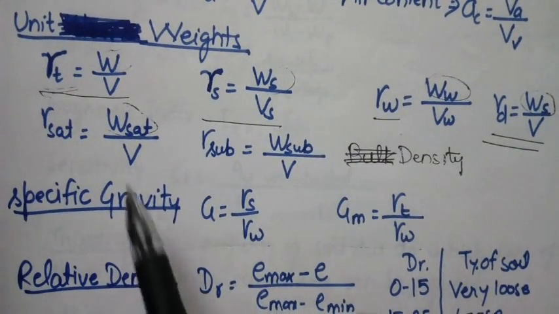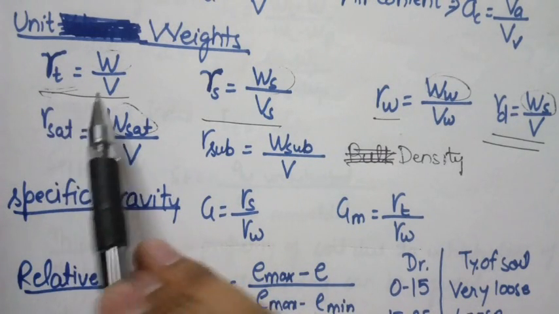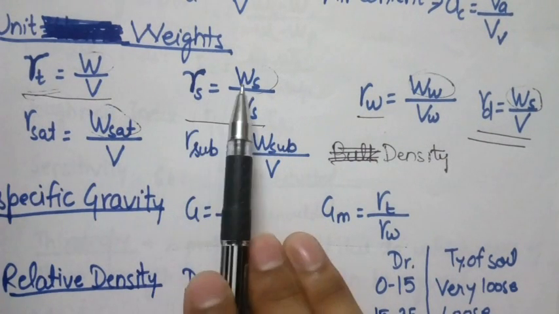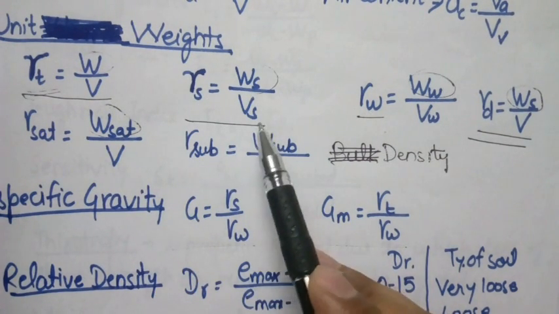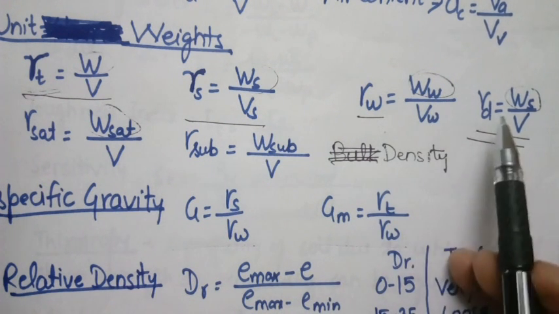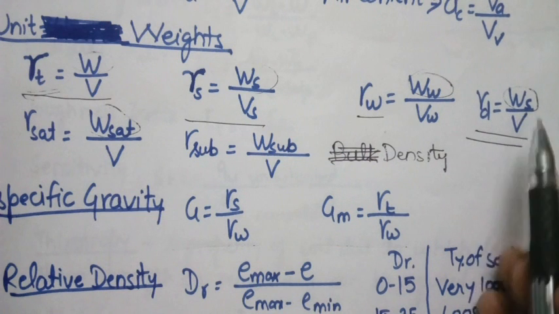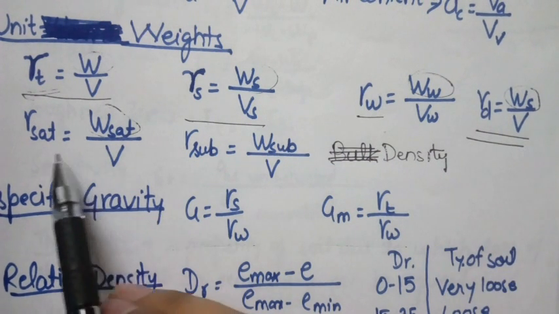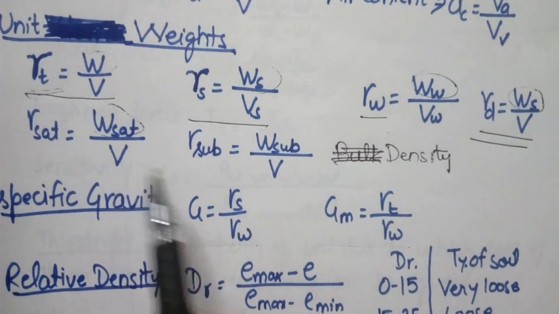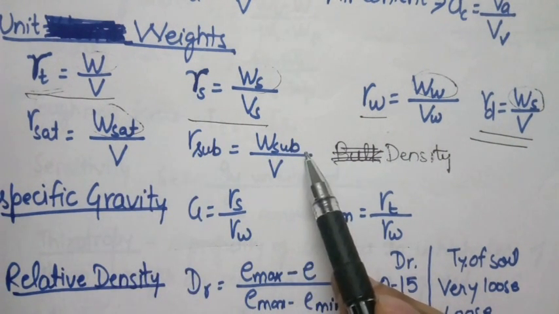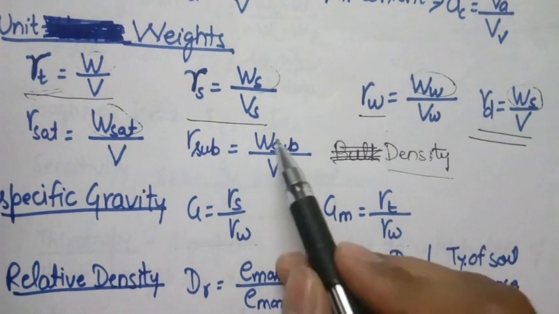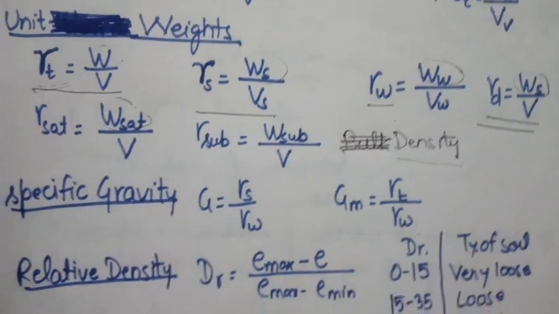Moving on to unit weights. First of all, bulk unit weight, it is total weight upon total volume of soil. Solid unit weight is weight of solid upon volume of solid. Unit weight of water is weight of water upon volume of water. Dry unit weight is weight of solid upon total volume. Saturated unit weight, that is weight of saturated soil upon total volume. Submerged unit weight is weight of submerged soil upon total volume. If you want to determine the density here, then we have to replace this weight by mass.